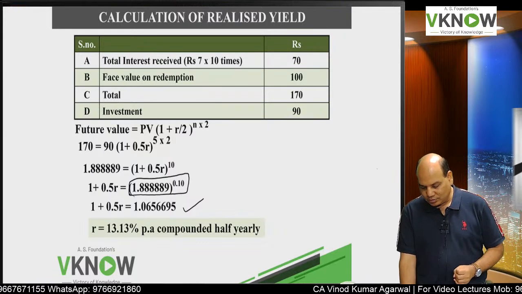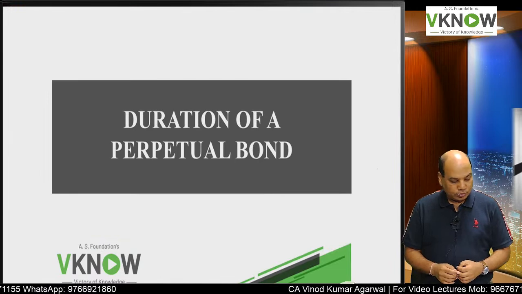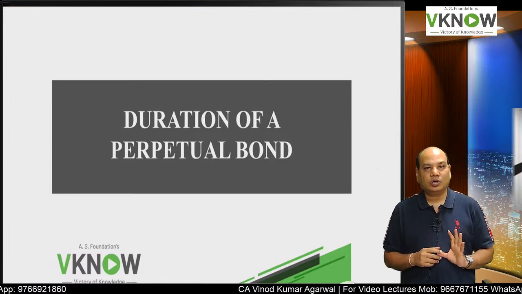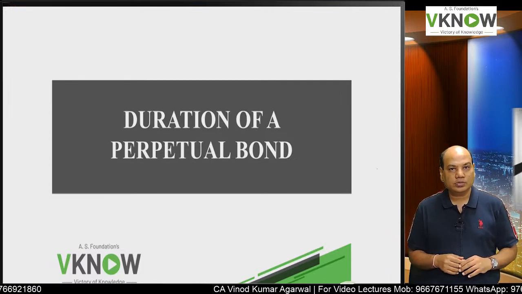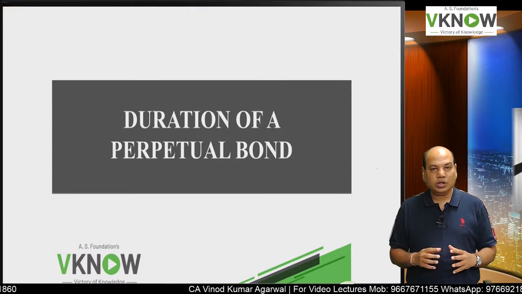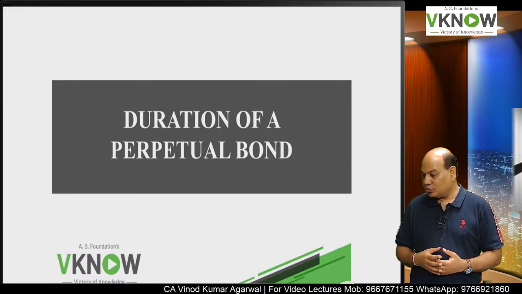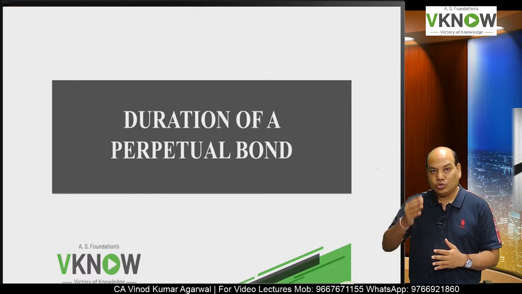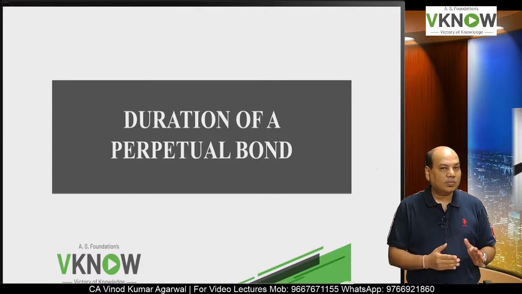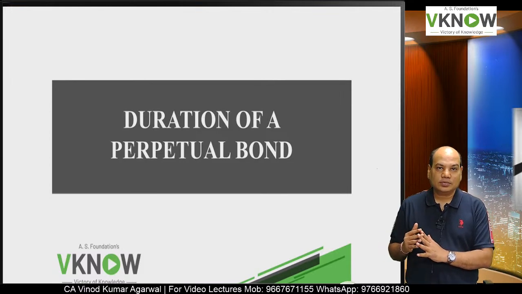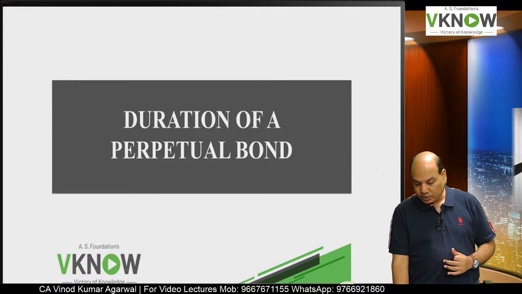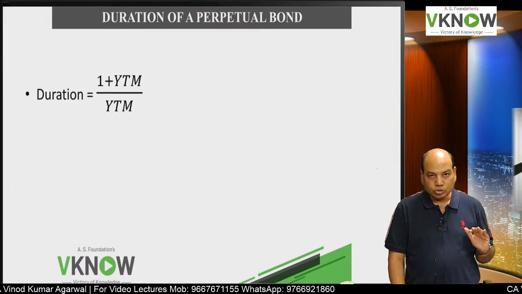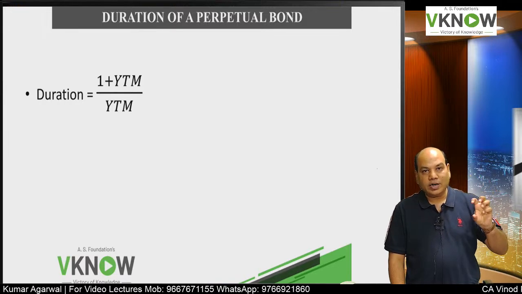Yes sir, very good. Now I will give you one more concept called duration of a perpetual bond. What is a perpetual bond? It only pays you coupon. It does not pay you the principal amount. So there is no maturity. There is no number of years. The number of years are infinite. So therefore, the duration of a perpetual bond will be calculated by a different formula, not by the earlier formula, because in earlier formula we will require number of years.